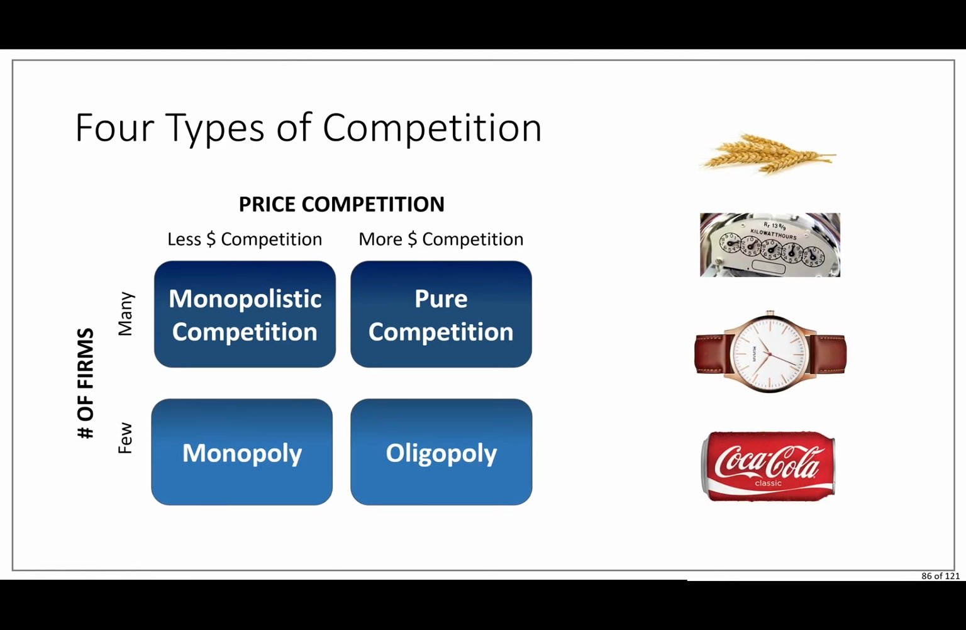So here are some examples. The grain is pure competition. There are so many people who have this product. And the electricity is more like a monopoly. For example, if you think about the electricity company in Pittsburgh, there is no competition. And the watch company is more like monopolistic competition because the different firms produce different watches. And the Coca-Cola company is more like oligopoly.